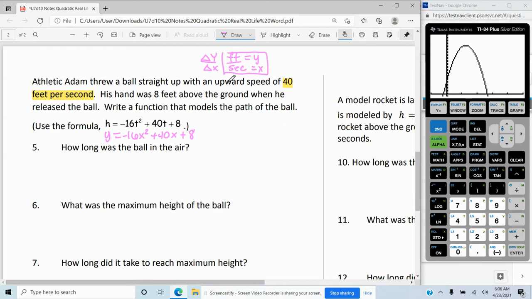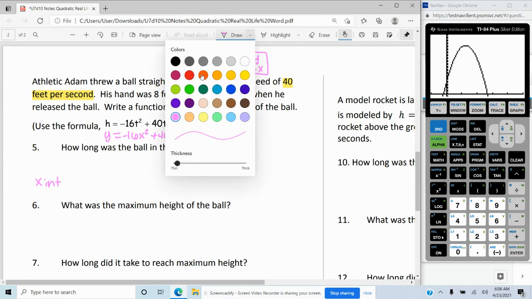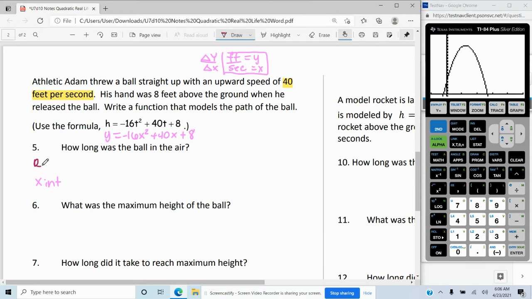Now, let's get into this. How long was the ball in the air? So we're looking for the x-intercept, and specifically right here. I don't know if you can see where I'm pointing, but right there. That x-intercept, that's what we're looking for. And we know there are a couple different names for x-intercept: there's a root, there's a zero, and there's a solution, right? Today what we're going to focus on is zero, because watch this.